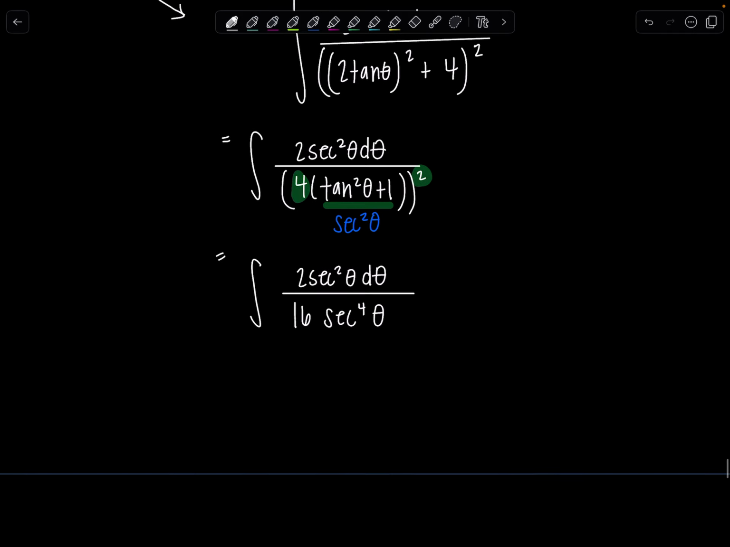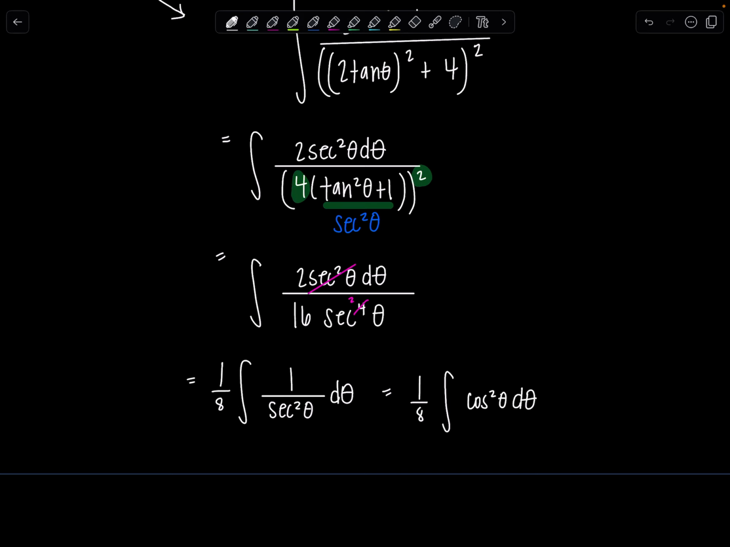Lovely. Let's take 2 over 16 outside, so now it's 1/8. I can cancel out this secant squared, and then now I just have secant squared in the denominator. Beautiful. And then right away, I'm just going to say, oh, but 1 over secant squared, that's just cosine squared theta. So this is 1/8 integral cosine squared theta d theta.